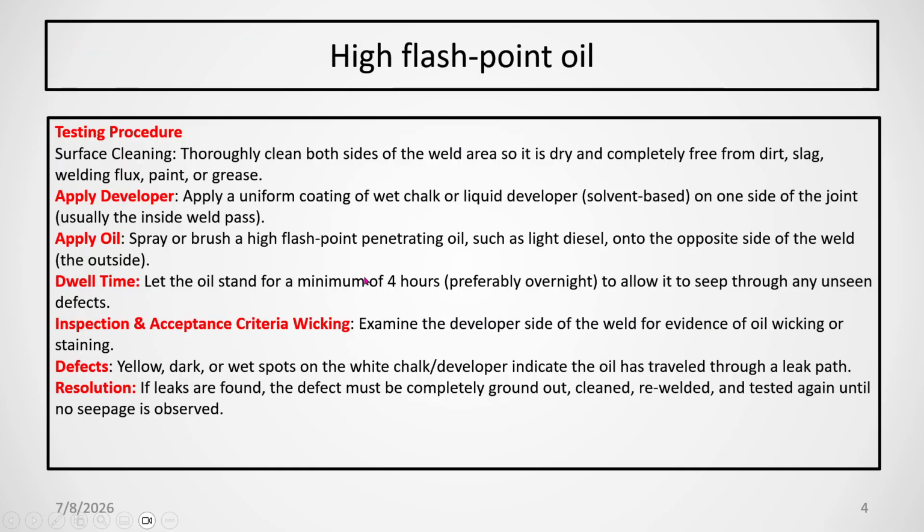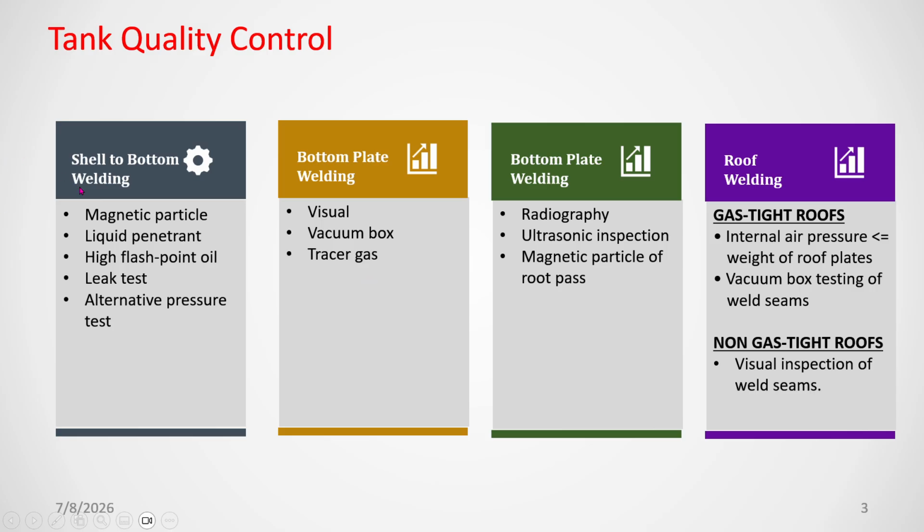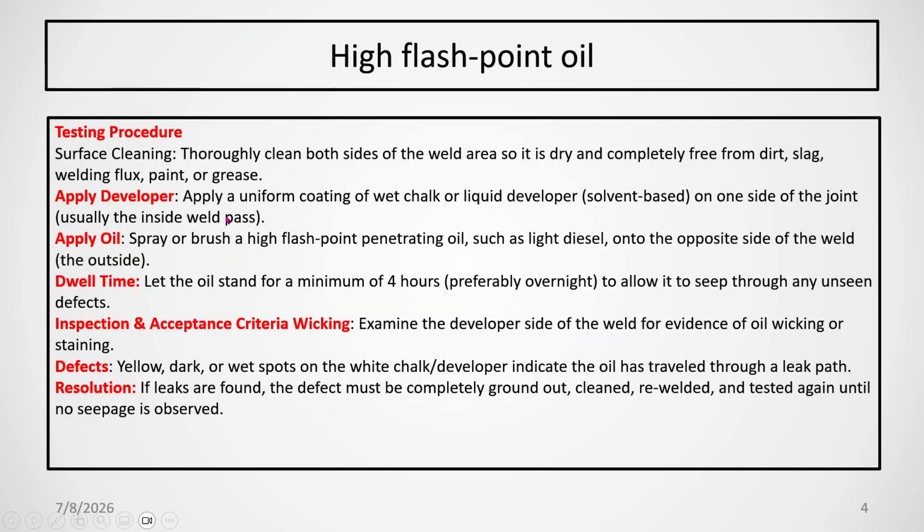Flash point oil, I have told you what it is. Magnetic particle test we are going to discuss. Flash point oil is also one test for checking welding joints. Before doing this test, how do we do it? First, clean both sides of the welds. Both sides of the welding area must be thoroughly cleaned, so that it is dry and completely free from dust. There should not be any welding slag, welding flux, paint or grease. Then apply developer.